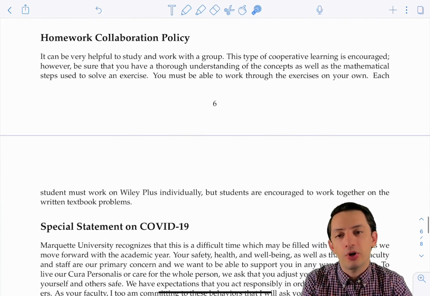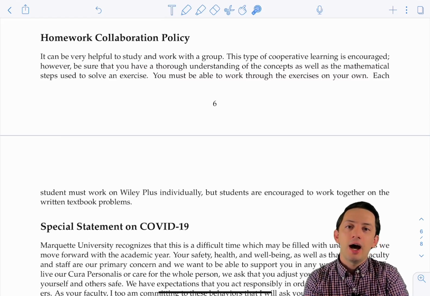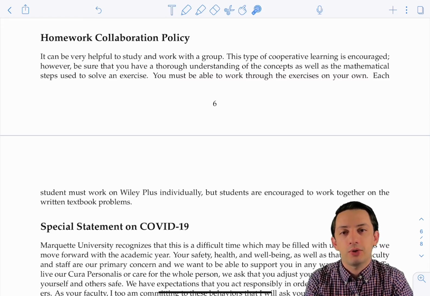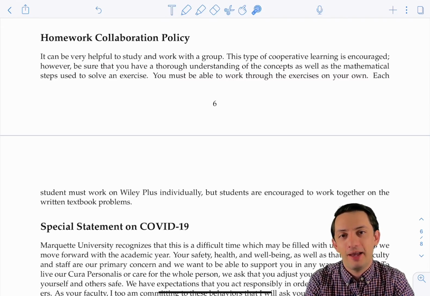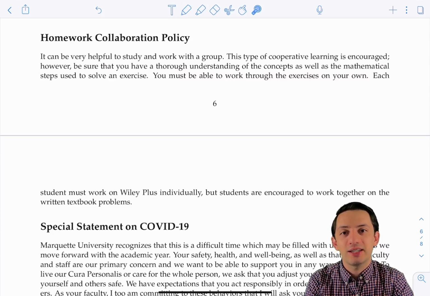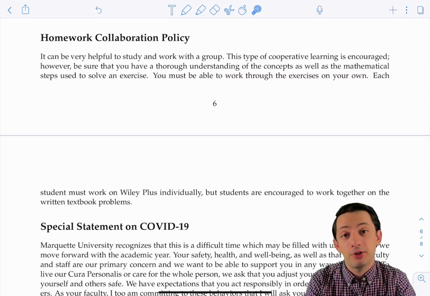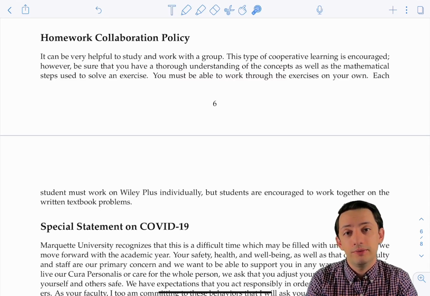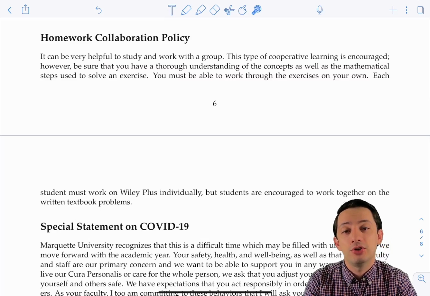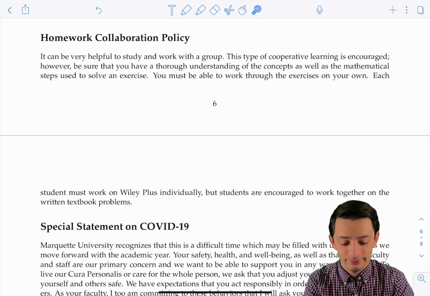I already mentioned my homework collaboration policy. Basically, I really want to encourage you to work together. I think working together is the best way to learn mathematics. The key, though, is that when you're actually sitting down to do the Wiley Plus, you need to be able to do it on your own. You can't have somebody doing it for you. If you have somebody do your homework for you, well, number one, that's cheating, so please don't do it. But also, it's just going to show in your mini exams. So really, it's for your own good to work together, but then make sure that you know how to do your problems on your own at the end.